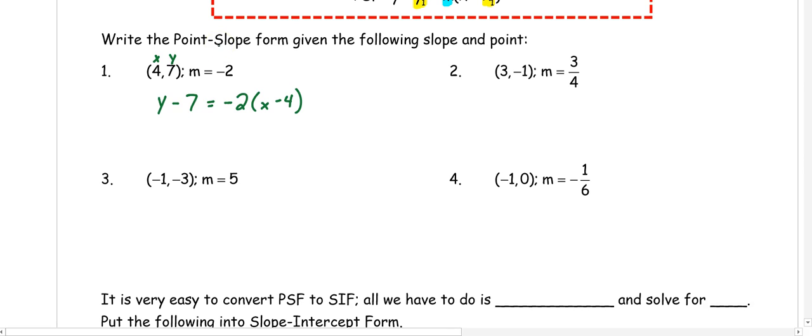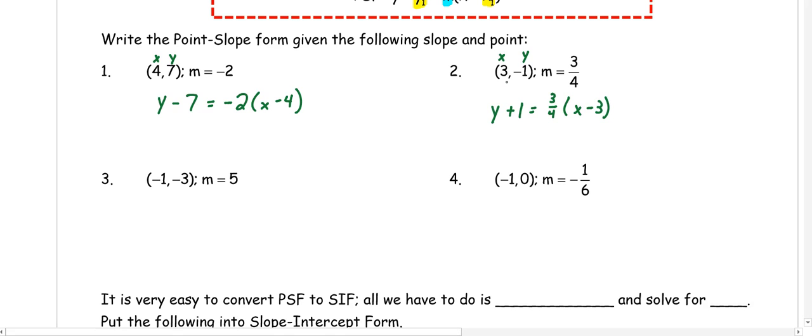So in number 2, when I substitute, I would have y plus 1 equals my slope 3/4 times parentheses x minus 3, because 3 is my x-coordinate and -1 is my y-coordinate. So they get opposite signs. 3 was positive, so it becomes negative in the equation, and -1 was negative, so it becomes positive in my equation. It's always going to switch the sign that it has.